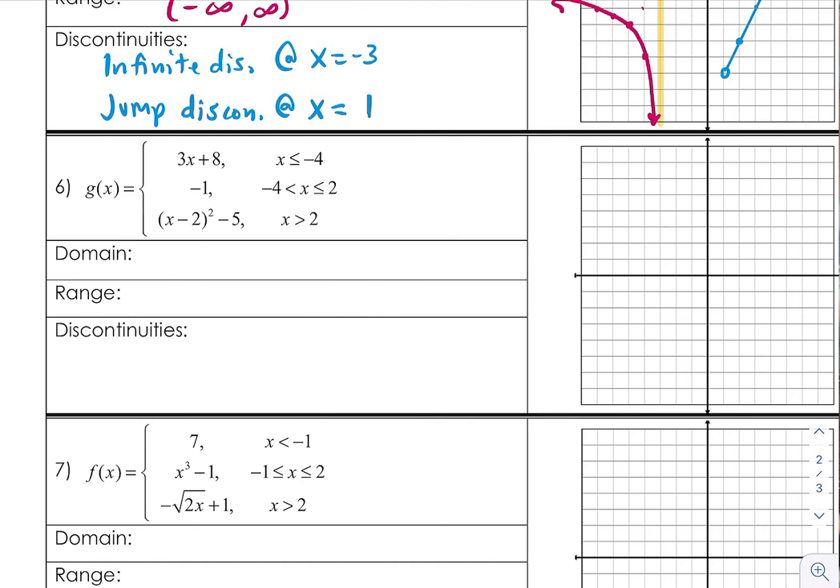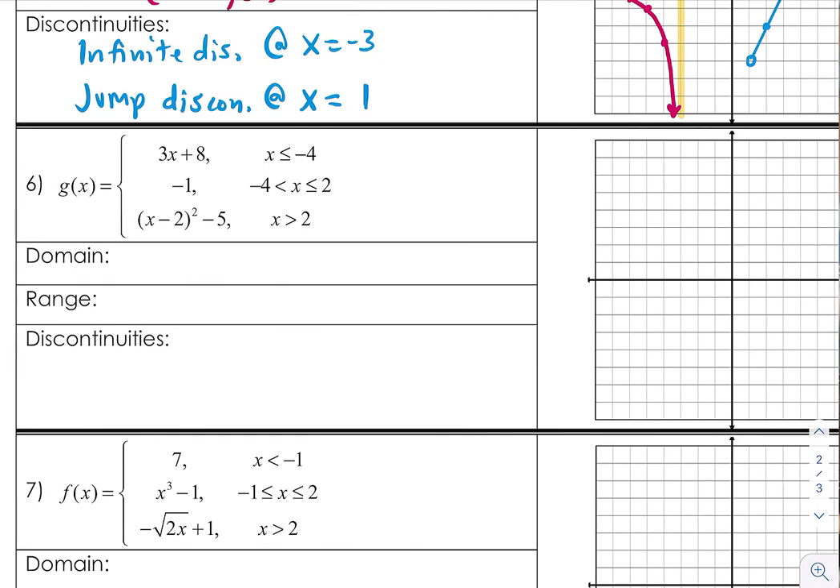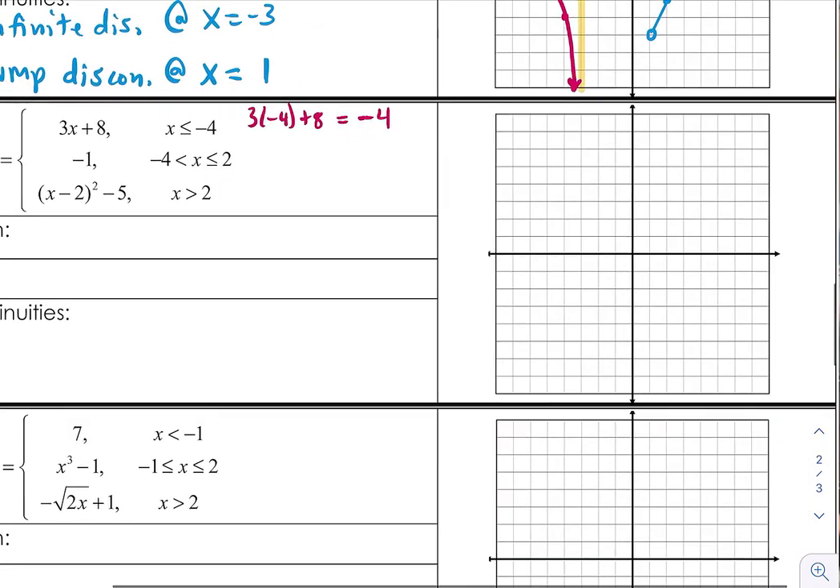So let's go ahead and start this process, and it should look pretty similar to how we've done it before, except now we have 2 points to plug in at different points. So for the top function, let's figure out at -4 where it's at. 3 times -4 plus 8, that's -12 plus 8, so that is -4.